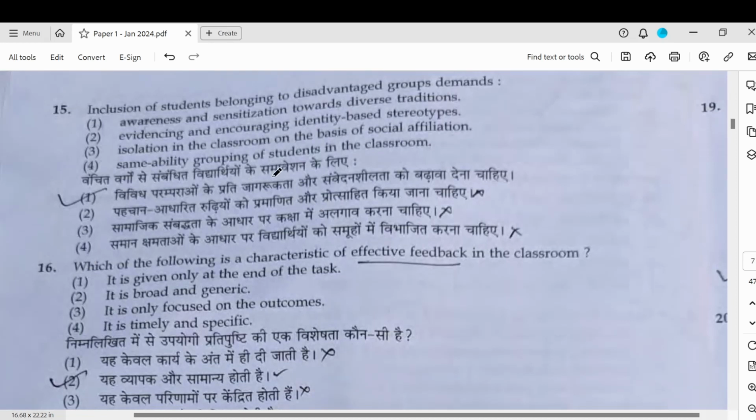Question 15. Inclusion of children belonging to disadvantaged groups demands awareness and sensitization towards diverse traditions. Definitely, it will require this. Encouraging identity based, no stereotypes, no isolation, and no ability grouping. So, one is correct.